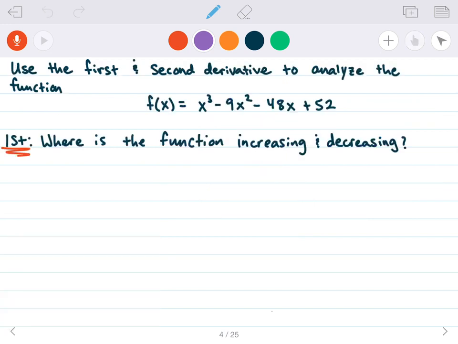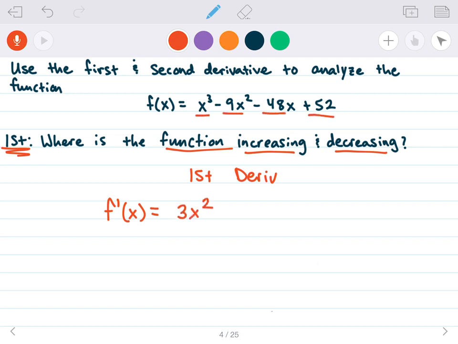All right, so we're going to use the first and second derivative to analyze this function. And the first thing we're going to ask ourselves is, where is the function increasing and decreasing? And to do that, we're going to take the first derivative. If we're trying to see where the function's increasing or decreasing, we take the first derivative. So that's what we're going to do. So f prime of x, using the power rule, we're just taking the derivative of each of these terms. We get 3x squared minus 18x minus 48.